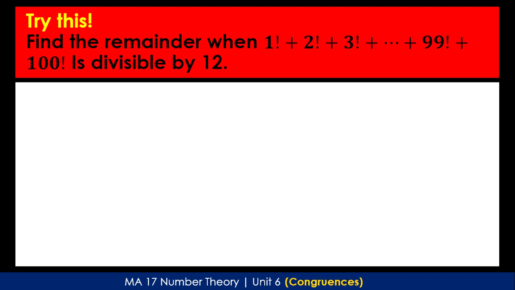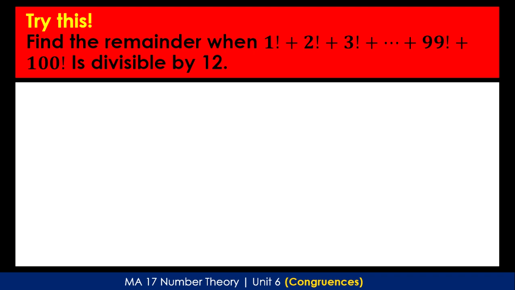1 factorial is not divisible by 12, obviously, because that's 1. 2 factorial still is not divisible by 12. 3 factorial, 3 times 2 times 1, is 6 only. But if we continue the process, 4 factorial is 4 times 3 times 2 times 1. Obviously we have 4 times 3, so it's divisible by 12. And if we continue up until 5 factorial, 6 factorial, up until 100 factorial, there's a 4 times 3 there.